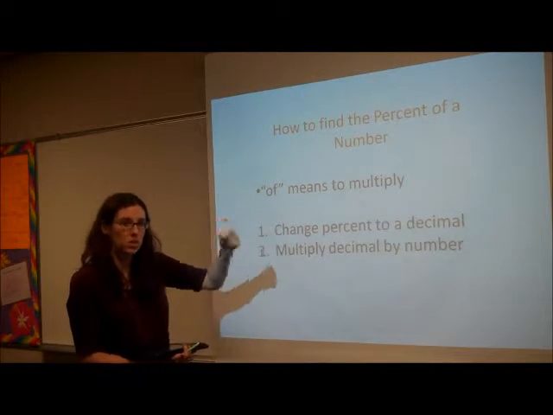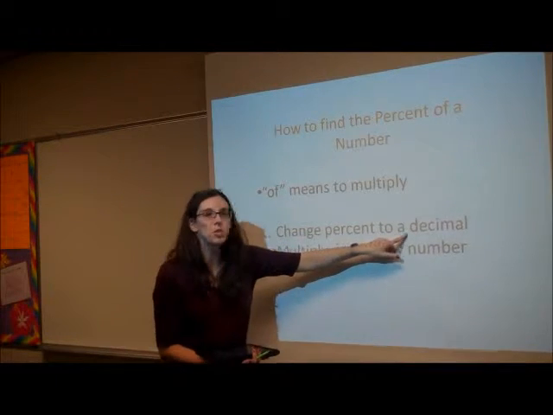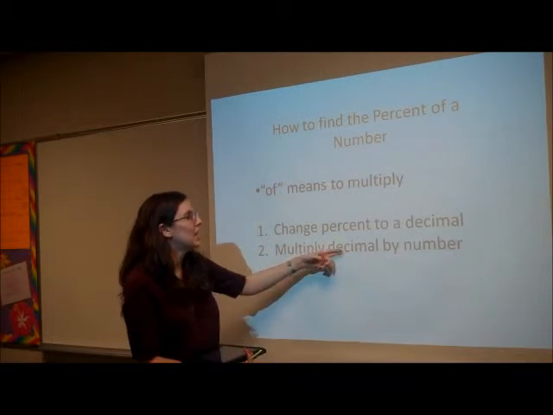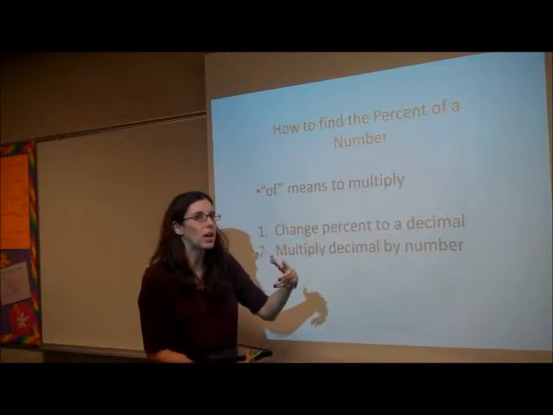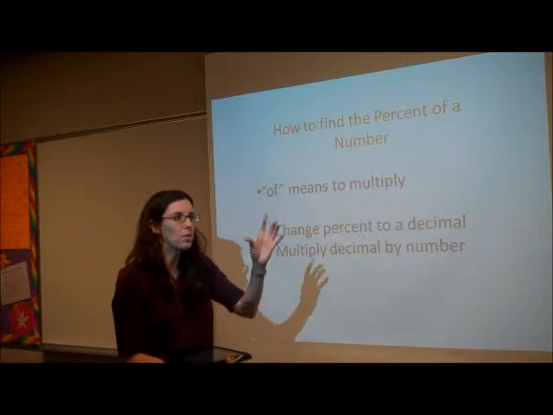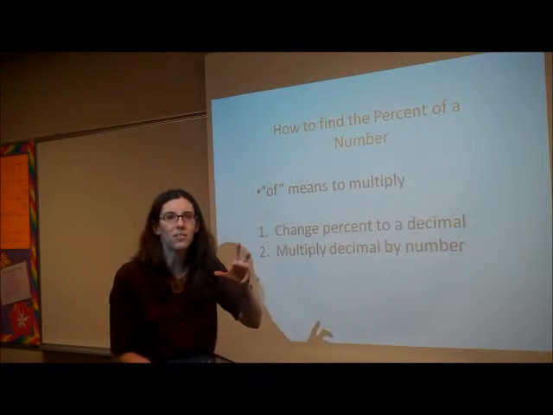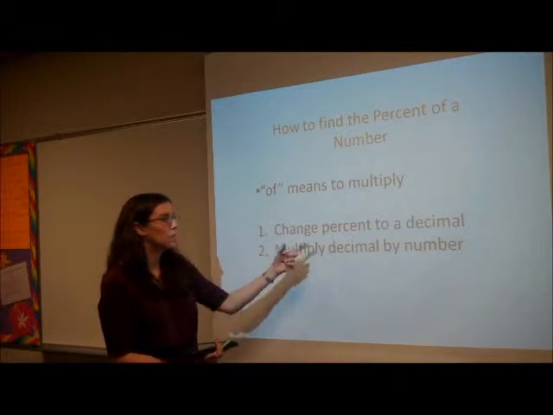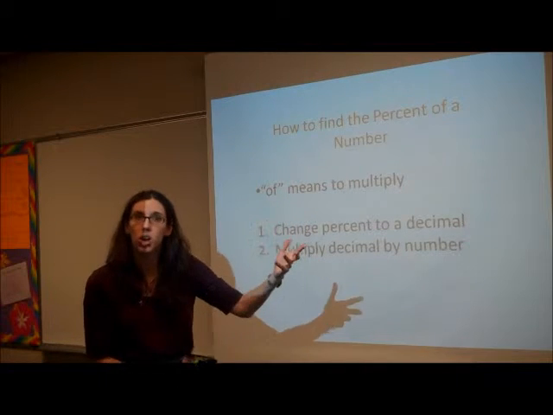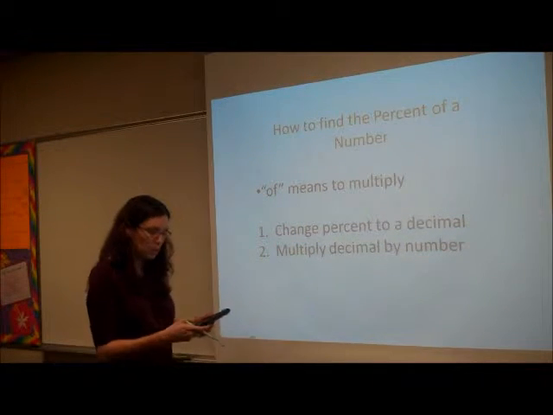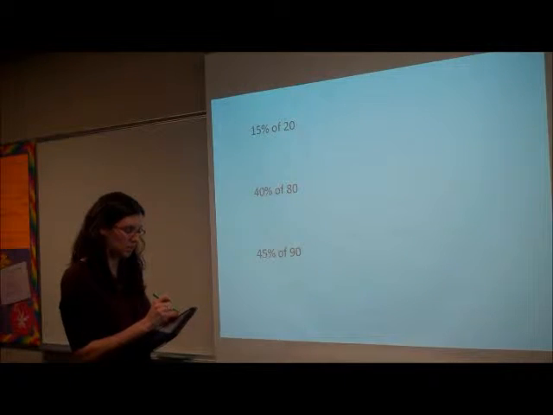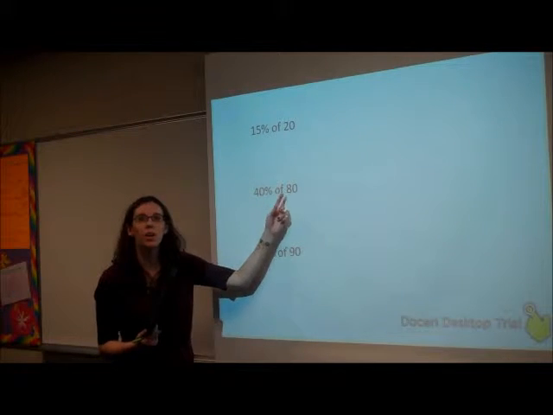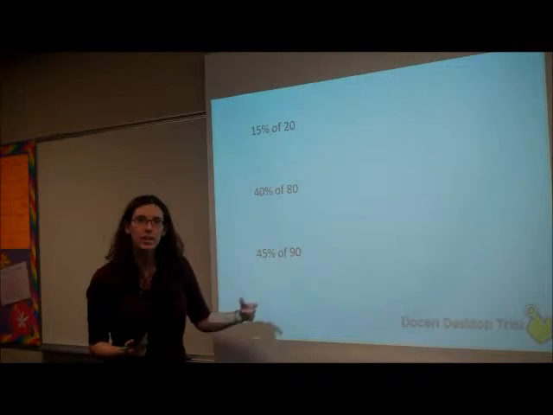For the steps that you're going to do, you're going to change the percent to a decimal. Anytime you're working with more than just a percent in a problem, you need to change it to a decimal, because the percent is talking about just the percent part, so with other numbers we have to use it as a decimal. Then we're going to take our decimal and multiply it by the other number that we're trying to find what percentage that is of. So examples will look like this. We have 15% of 20, or 40% of 80, 45% of 90.